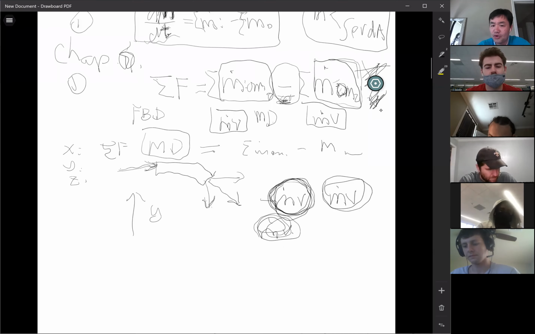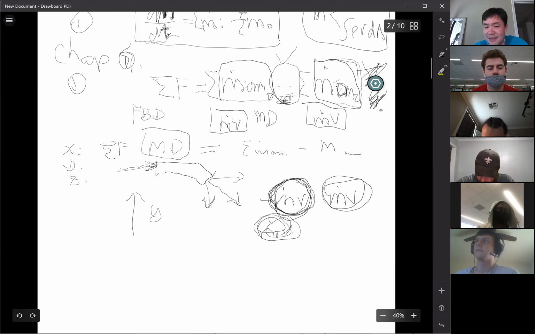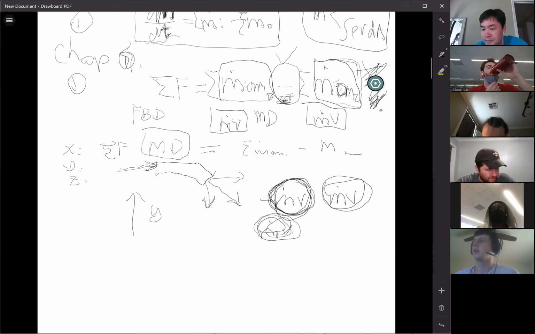So each term could be positive or negative based on the sign. Then this negative sign has to be there. This is from the equation. That negative sign doesn't tell you any direction. It's just the equation.